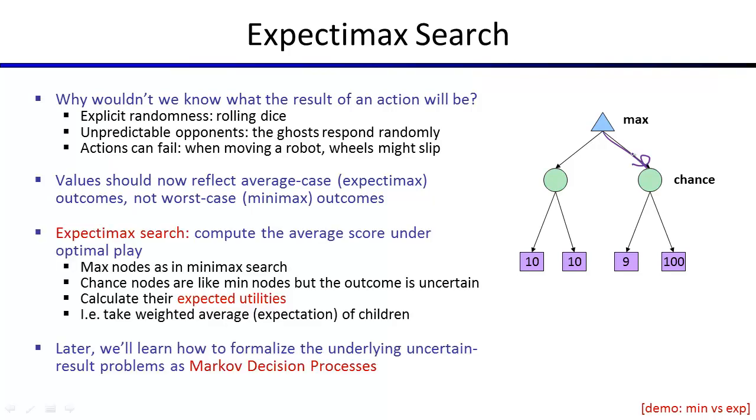So here's the algorithm. It's called Expectimax Search. You compute the average score under optimal play. And what that means is you do the same kind of recursive depth-first traversal of the tree as you always did. A max node still takes the max over its children, but the chance nodes, they're like min nodes in the sense that you don't control them, but they're not like min nodes in the sense that rather than taking the worst, you take an average. When you take that average of those numbers, we call that an expected utility. Expectation here means weighted average. And so really, procedurally, you're just going to add them all up with some weights. We're going to formalize this kind of problem, the problem that's solved by Expectimax Search, as a Markov decision process.